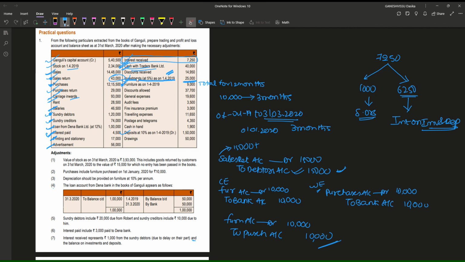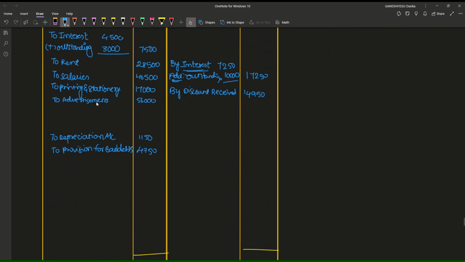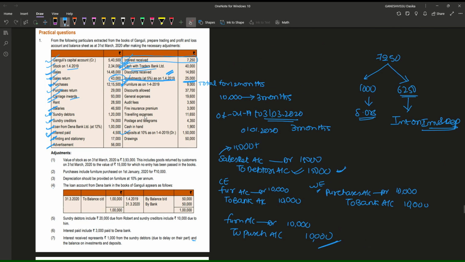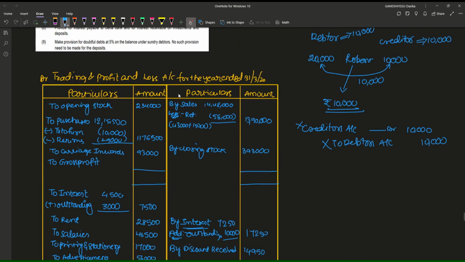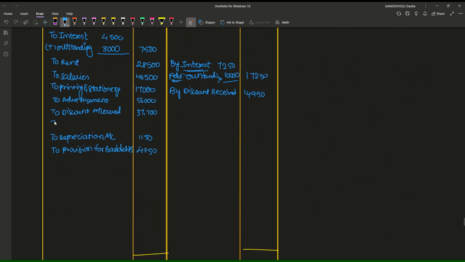And we have completed this interest investments, right? Furniture is there. Furniture on 1 April 2019 completed. We have completed this one. And discount allowed 37,700 rupees. To discount allowed 37,700 rupees. We have completed this discount allowed. And general expenses 19,600. To general expenses 19,600.